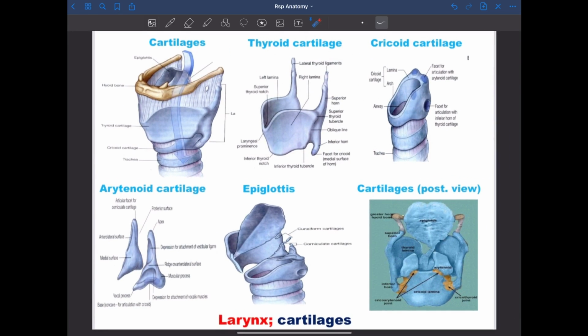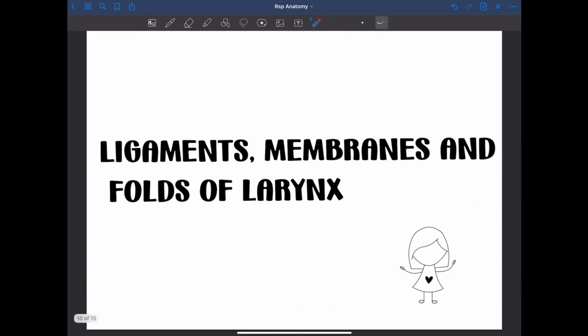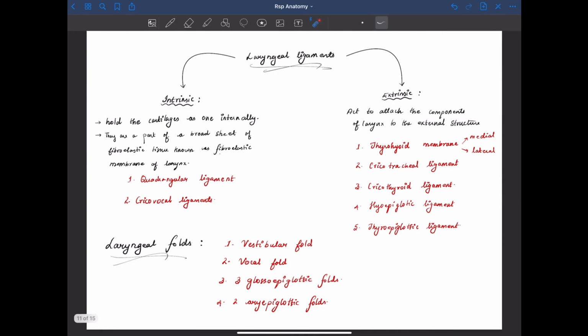Okay, now that's it about cartilages. Now we can enter the ligaments, membranes, and folds of the larynx. The ligaments of the larynx, laryngeal ligaments, are divided into two types: the intrinsic laryngeal ligaments and the extrinsic laryngeal ligaments. Intrinsic laryngeal ligaments hold the cartilages internally, while the extrinsic laryngeal ligaments hold the cartilages from the external part.